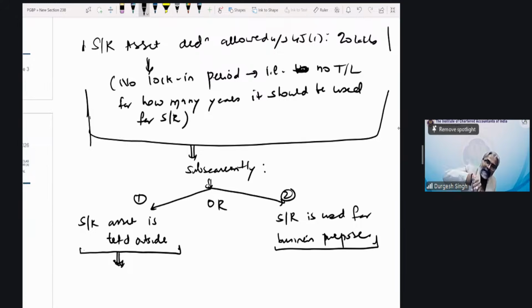So up to 20 lakhs, where will it be charged? PGBP. And say for example, students, if the recovery is, say, 30 lakhs, sales is say 30 lakhs, then the excess over and above only will go and be charged under the head capital gains. So please write over here, I'm dictating to you for this one. Point number one, sale: scientific research asset is transferred outside. Please write for this first. All of you.